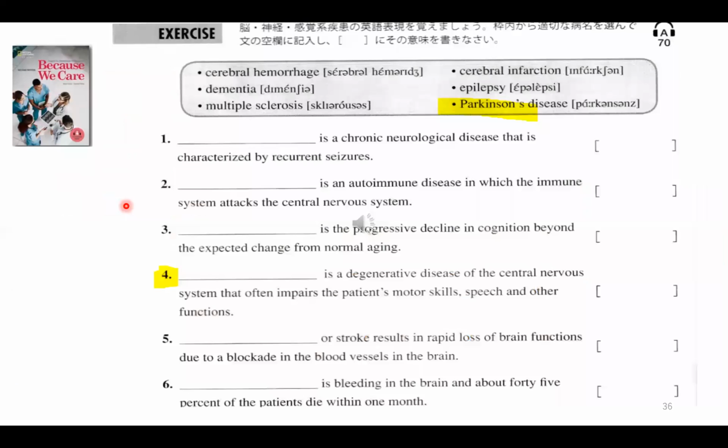Okay. So for example, this is from this book, and you have to put the medical name together with the definition. Okay, so let's have a look at this one, number 4. Number 4 is a degenerative disease of the central nervous system that often impairs the patient's motor skills, speech, and other functions. This is Parkinson's disease. Okay, this is in the book. That's all you learn about Parkinson's. I don't think it's enough.